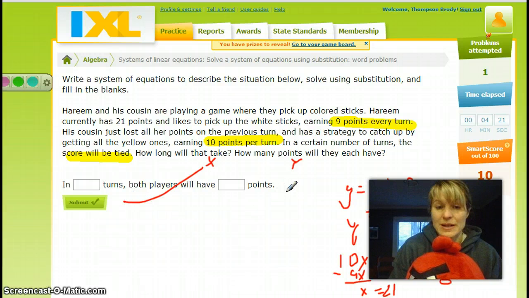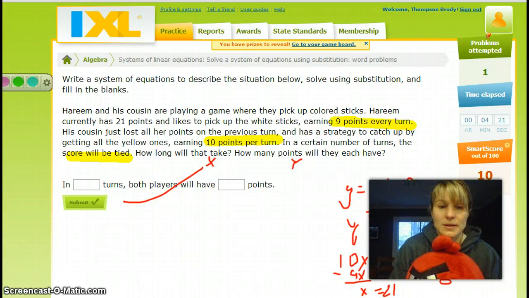And then we want to find out the points, which is y. So I just need to plug 21 in for x. That's going to be 10 times 21, which gives me 210, right? So we have 21 and 210.